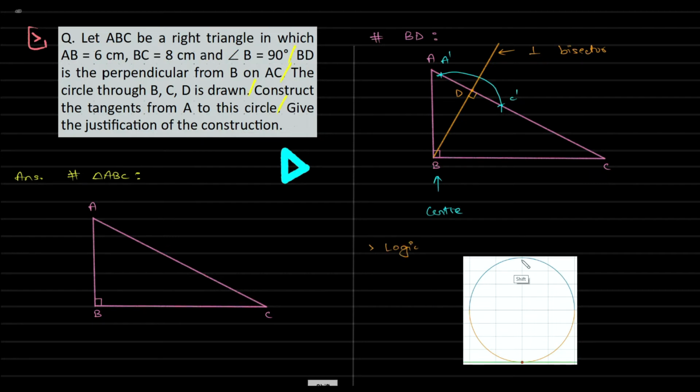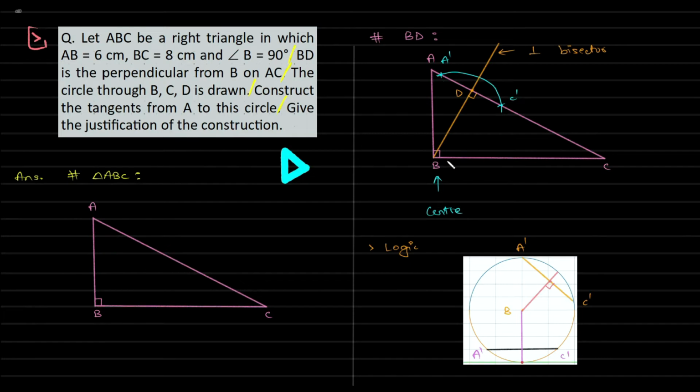I have a chord, right? I have a circle with center B and a chord which is A dash C dash. If I happen to draw a perpendicular line from the center to this chord, it will bisect this chord. Okay, now let me repeat the entire thing the other way around. I have a chord. I'll keep the same name, A dash C dash. If I draw a perpendicular bisector, it will pass through the center, and that's what I did.